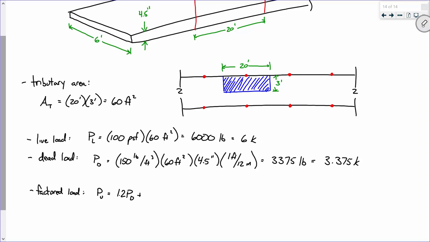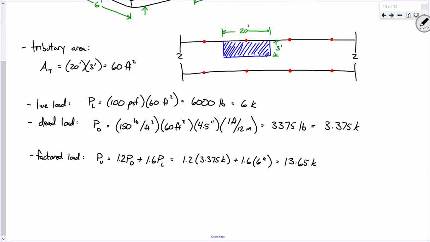All right, 1.2 times the dead plus 1.6 times the live, so 1.2 times 3.375 kips plus 1.6 times 6 kips. So what does that come out to be? I heard 13.65, you said? I got a second on that? Here we go. Now, there's that.